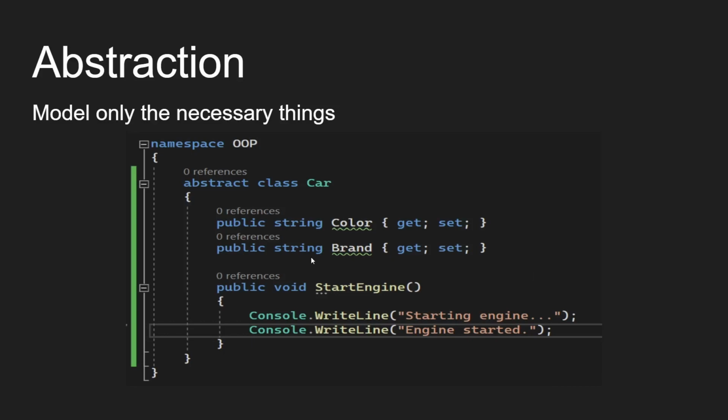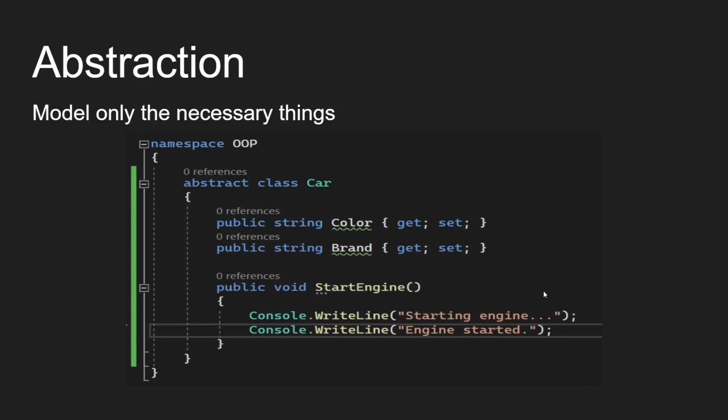So what we did is abstraction over the car, because we are modeling only the subset of the properties of the actual physical car. So we did abstraction, and we modeled only the necessary things for our application, in this case color and brand. And we have as well some kind of method which is going to start the engine. It doesn't really matter speaking of abstraction.